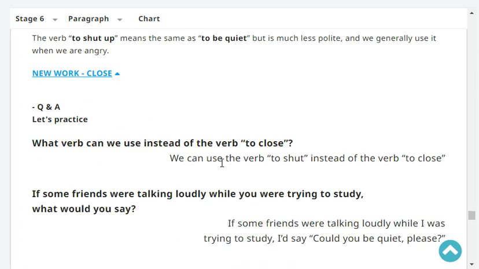Okay, let's practice. What verb can we use instead of the verb to close? We can use the verb to shut instead of the verb to close.